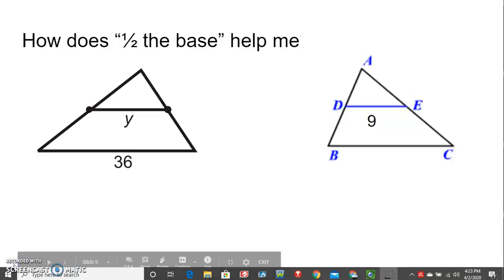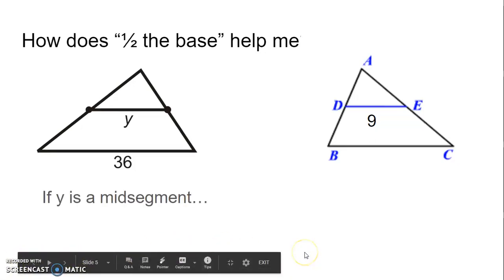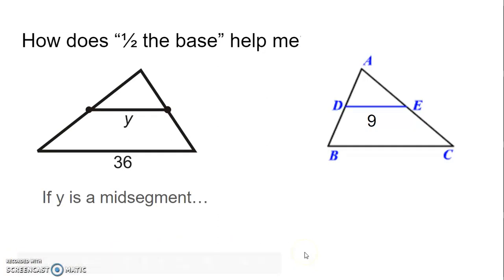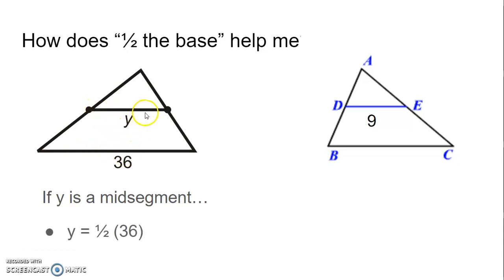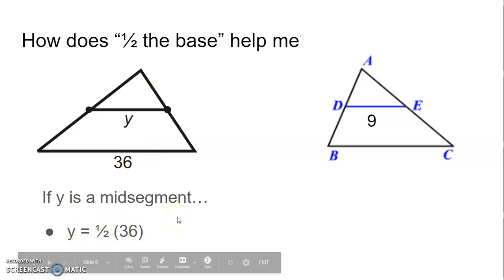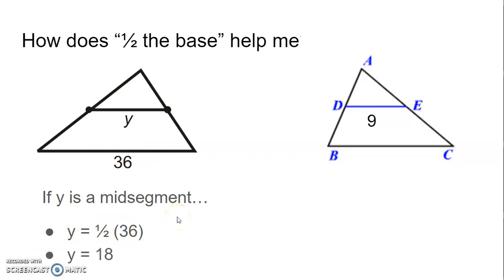Now let's talk about how the second property, half the base, helps me. Here I've got two triangles, both with a midsegment. If Y is the midsegment here, then it must be half of the base. So I can say Y equals half of 36, which makes an easy equation to solve. I know that Y is 18.